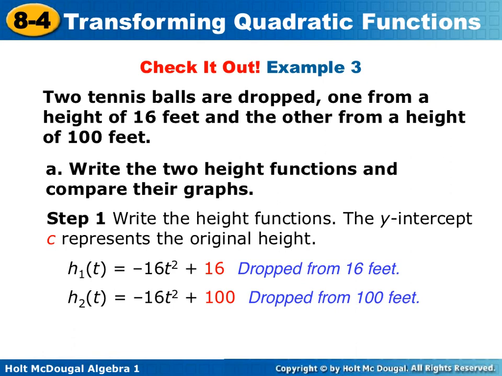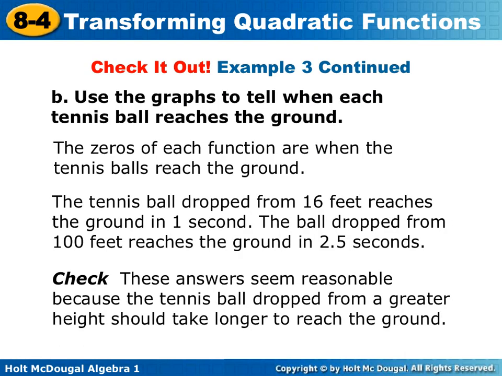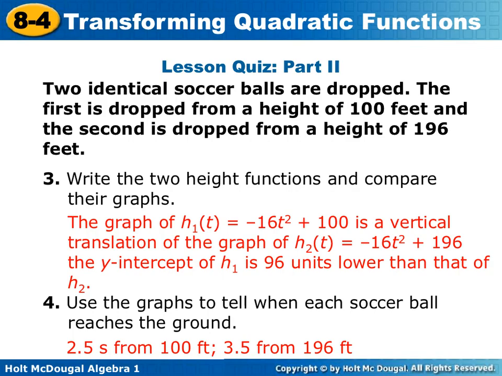Here's another one with 2 tennis balls that you're dropping from a height of 16 feet and 100 feet. And again, you're going to plug in values for t, create your graphs, and find out the height that it was. And then again, this is just a quick review. You're ordering the functions from narrowest to widest and giving all the comparisons of the two graphs. Oh, so you're starting the lesson.